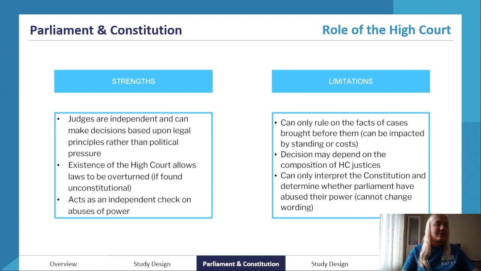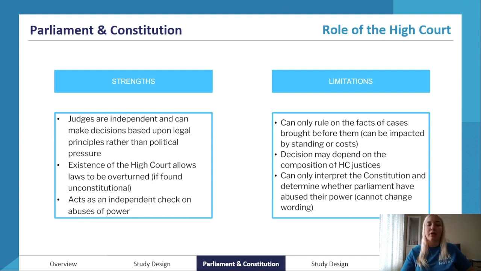Okay, so what are the strengths and weaknesses of the role of the High Court? So some of these we discussed. Judges are independent and can make decisions based upon legal principles rather than political pressures. So we said that this is ensured due to the separation of powers, that judges will have no corruption because they actually have no ties to executives or legislators or any members of parliament. So we're most likely to have fair constitutional interpretations that will be for the sake of actually what was intended by the Constitution and what was intended for the people, and not out of some kind of self-interest.